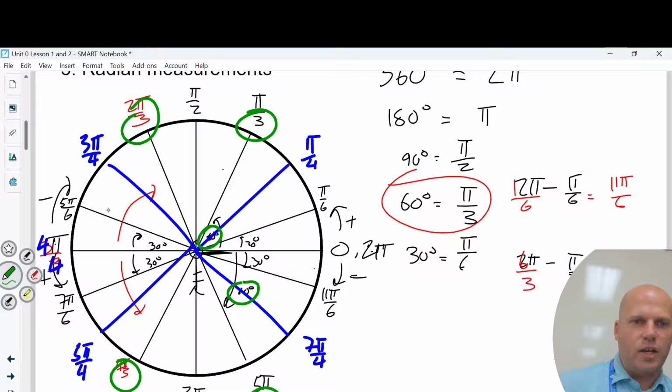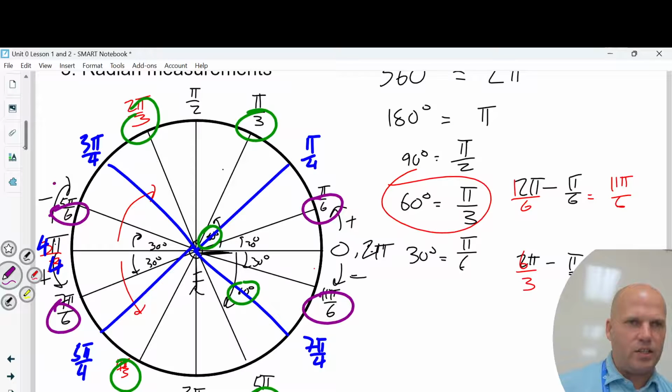All right, it's very important to realize that pi over 3 is always 60 degrees away from the x-axis. Pi over 6 is always 30 degrees away from the x-axis. And this might be repetitive. You might already know this, but I'm just making sure we have it down and it's mastered before we move on.